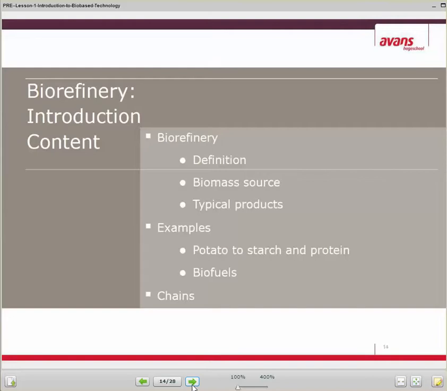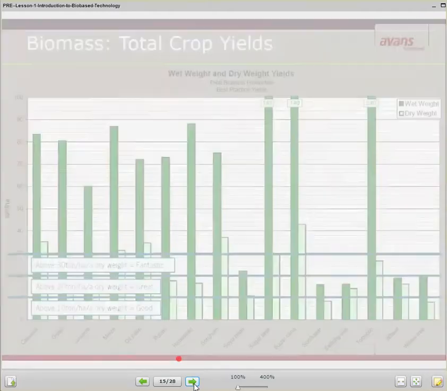Okay. So its content was biorefinery. We talked about the definition of biorefinery, biomass source. A biomass source is like the potatoes or the chicken feathers. Typical products: bioplastics, biodiesel, etc. So the examples are potato to starch and protein, also to biofuels. Another important component of biorefinery is the chain, the logistics chain, but also the conversion chain.